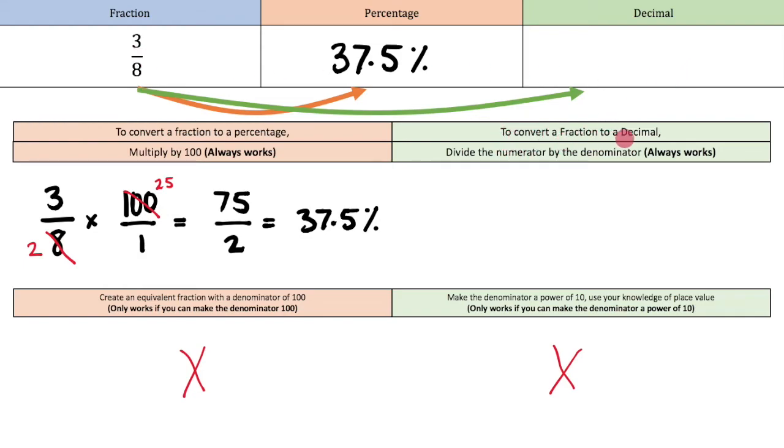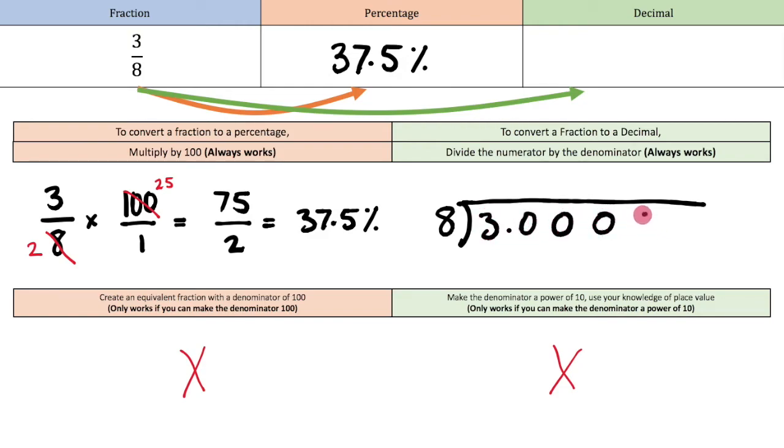Remember, to convert a fraction to a decimal, divide the numerator by the denominator. And this is always going to work. So I'm going to get 8. Ooh, let's try that again. That's ugly as well. 8 divided by 3, 0, 0, 0, 0. So I'm just putting these down just in case I need them.